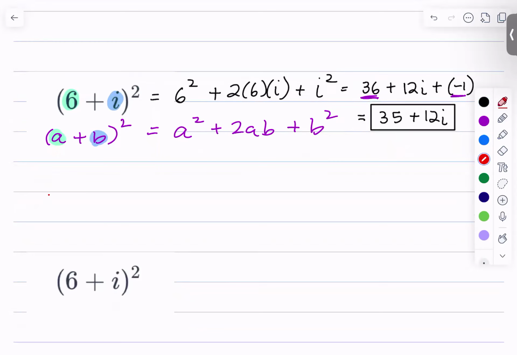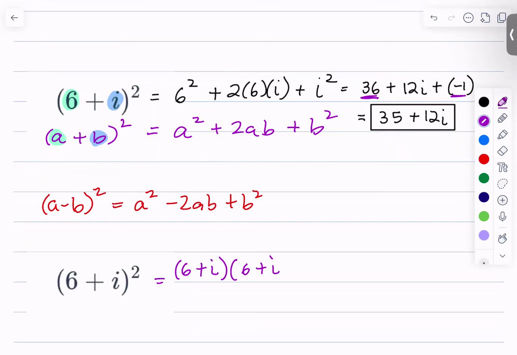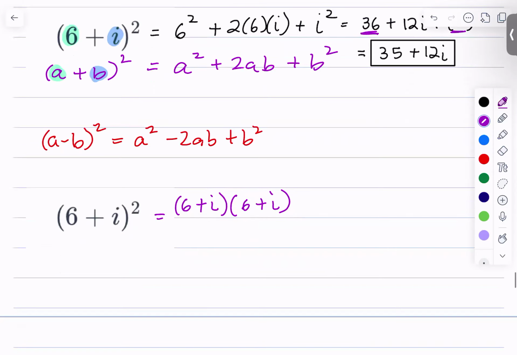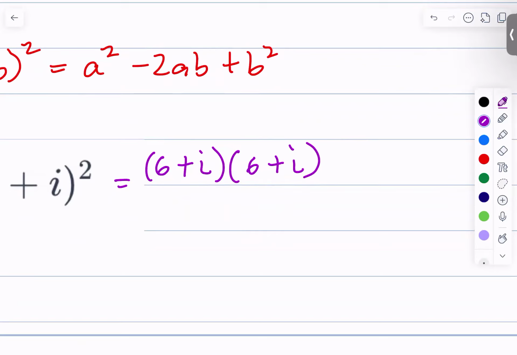So we can use the special form a plus b quantity squared, or the other special form if it's a minus, equals a squared minus 2ab plus b squared. We could use one of these special forms to multiply 6 plus i quantity squared out. Or what we did when we learned this special form, and I kind of glossed over it, was we could just multiply it out. 6 plus i times 6 plus i, and just use the FOIL or multiply this out, right?